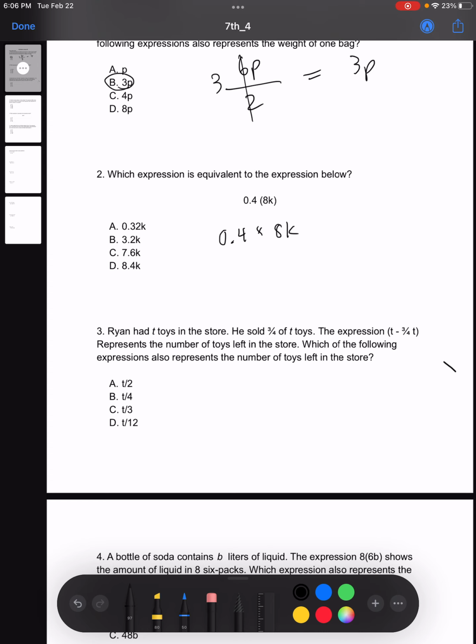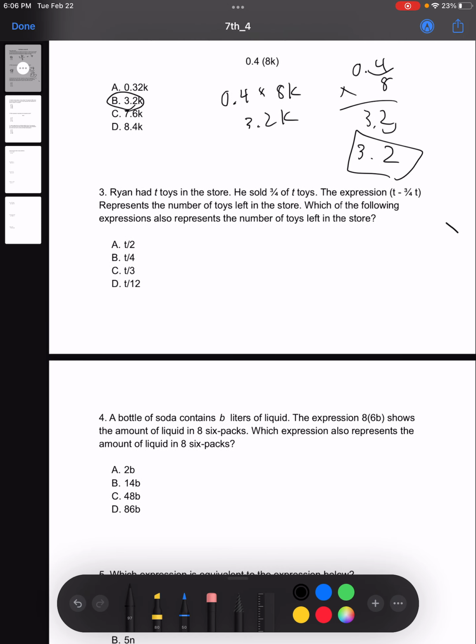Again, what we can do here is multiply the non-variables, or the constants, together. That means we can multiply 0.4 by 8. And if we go ahead and do that, remember to carry over your decimal, we end up getting 3.2, meaning that we can simplify this into 3.2k. That would make our answer B.